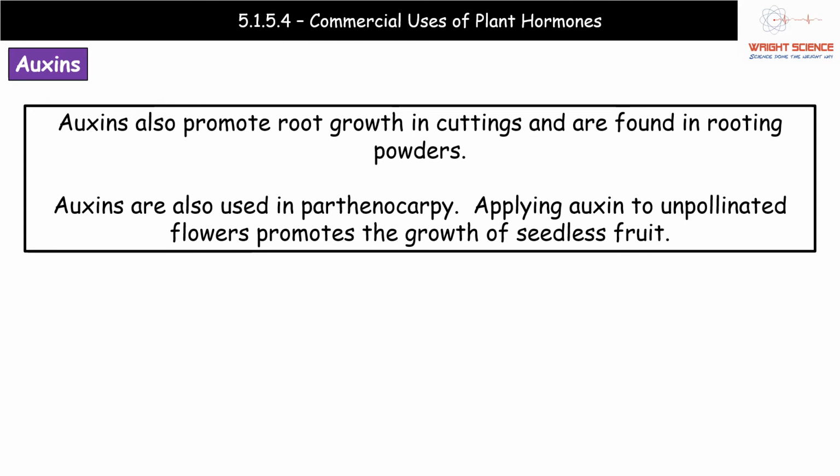So by dipping that cutting in a rooting powder that contains auxin before you then plant it in that moist compost, it's going to have a better chance of growing those roots and therefore surviving.